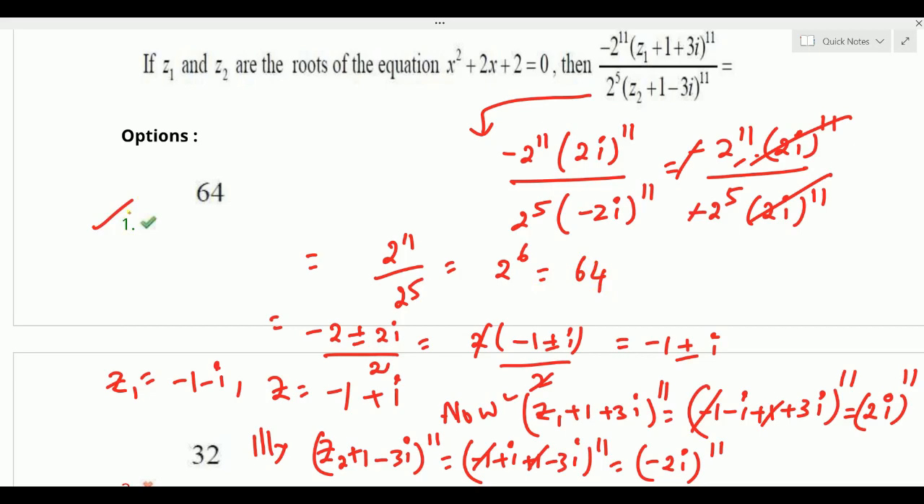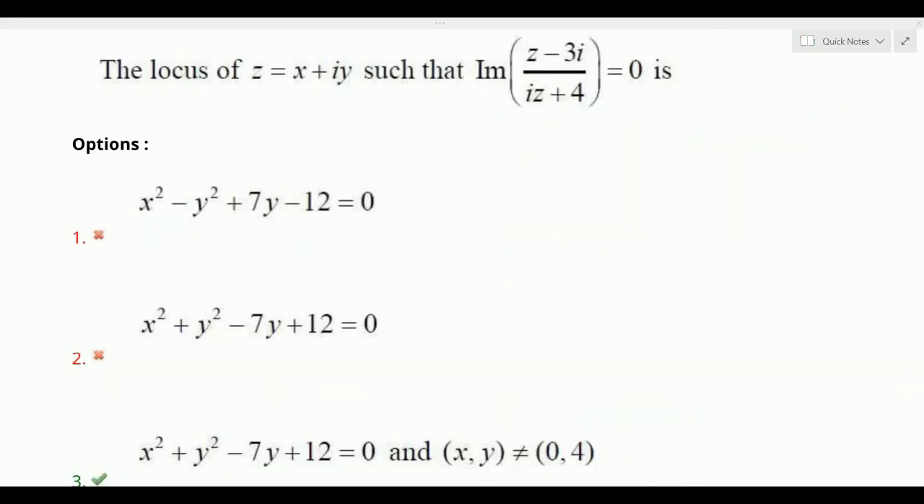This is one of the questions in this shift. Now we'll see the next question. Now look at this question. The locus of z equals x plus iy, such that Im of (z minus 3i) by (iz plus 4) is 0. Im means the imaginary part of the given expression, z minus 3i by iz plus 4.